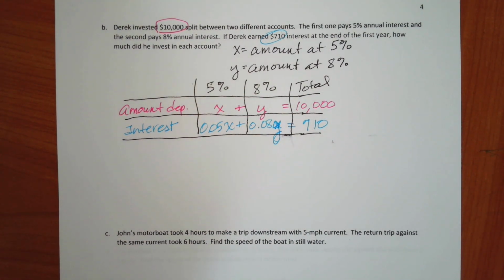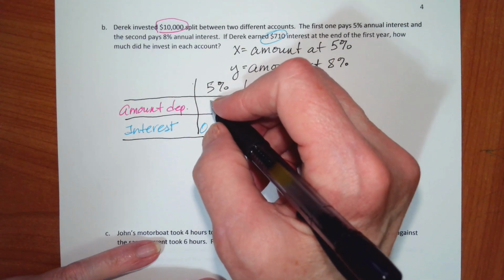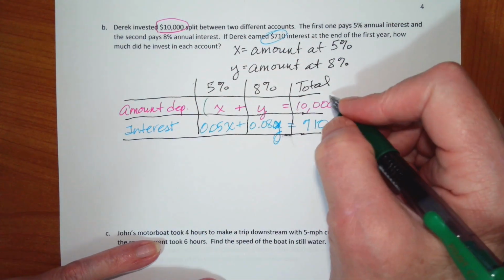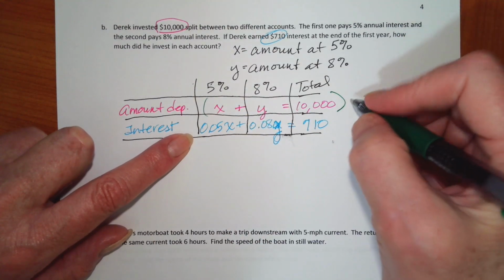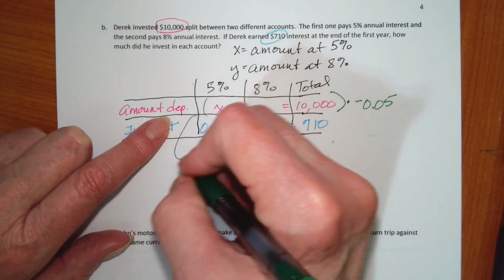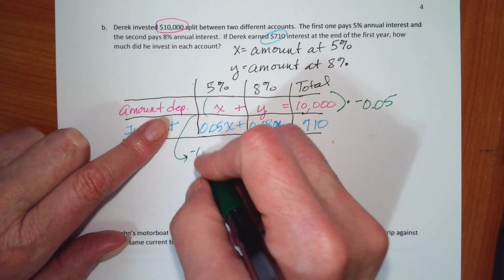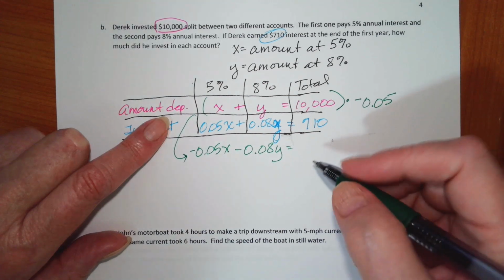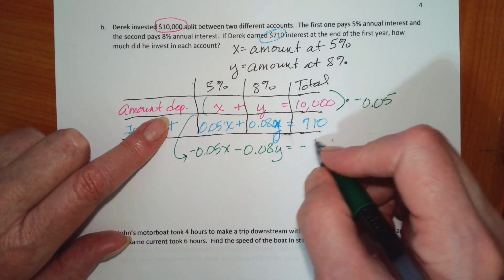Now what I want to do, let's see, they're all lined up. You can use substitution or elimination. It doesn't make any difference here. I prefer elimination in this kind of problem. And what that means is I'm going to take this equation, I'll eliminate the x, so I'm going to multiply times negative 0.05. So this equation now becomes negative 0.05x minus 0.08y is equal to negative 500.